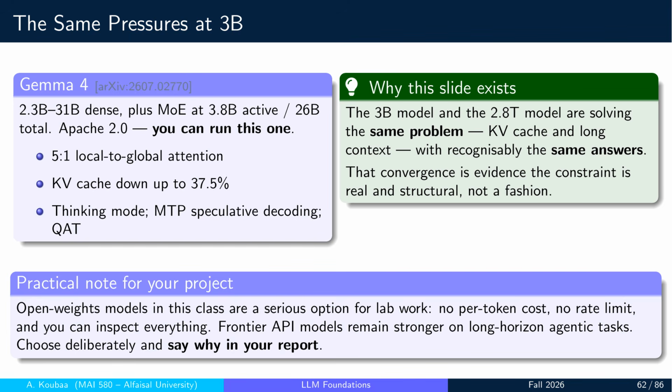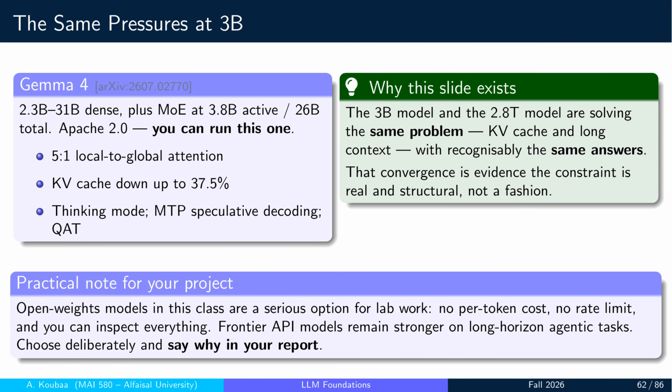Now, the practical note for your project. Open weights models in this class are a serious option for lab work. No per token cost, no rate limit, and you can inspect everything. And you have real tooling for it. vLLM for serious serving, Ollama or LM Studio for local experimentation. Note that these serve models. They do not train them. Keep the two categories separate in your report.